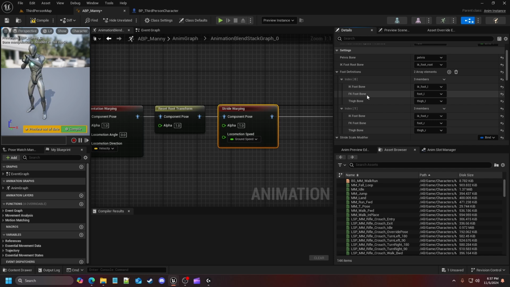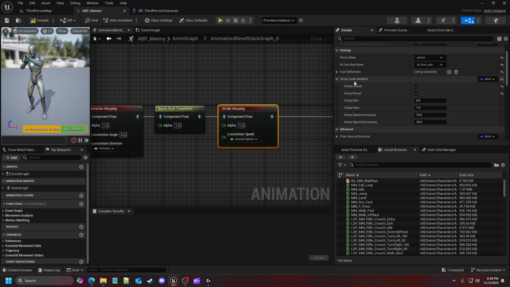So the IK foot bone is controlling the foot placement for our IK feet parts, right? Then the forward kinematics foot bone is representing our actual foot that it will be adjusting our foot placements with. And then the thigh bone is part of the extra stuff for the forward kinematics, so it knows how to do its proper thing throughout its leg. So that's what the thigh bone is doing there.